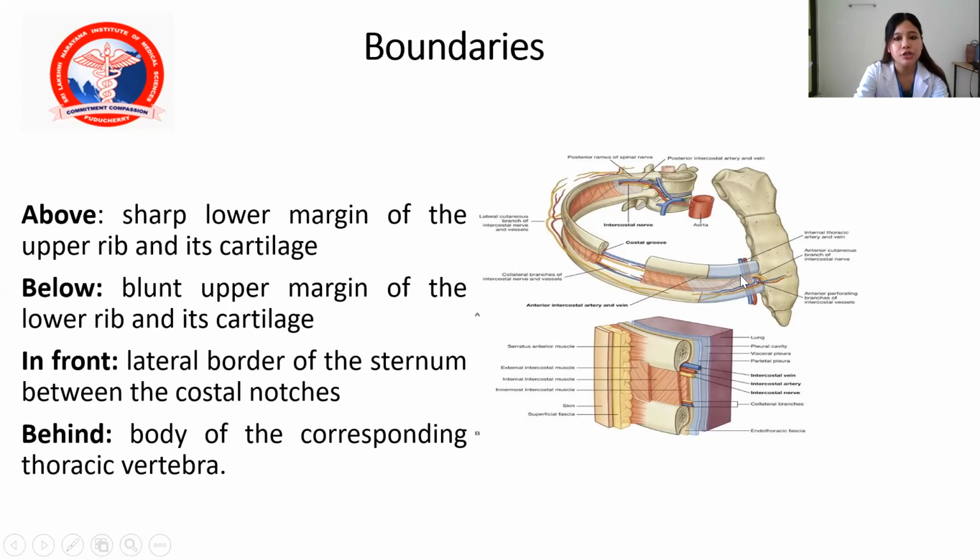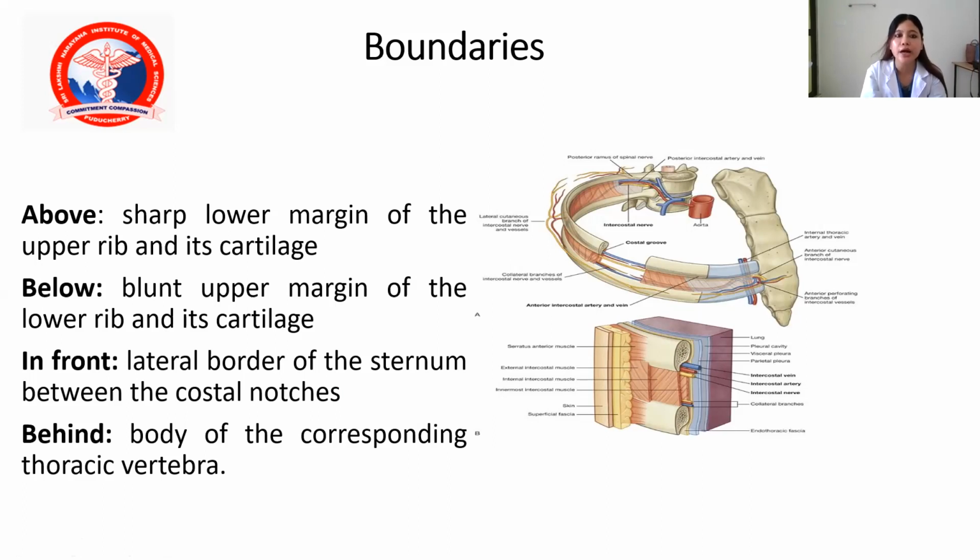So above, it is bounded by the sharp lower margin of the upper rib and its cartilages. As I have told you, the front around 5 centimeters in length is composed of costal cartilage, as the bony component does not directly articulate with the sternum. Now, below, it is bounded by the blunt upper margin of the lower rib and its cartilages.